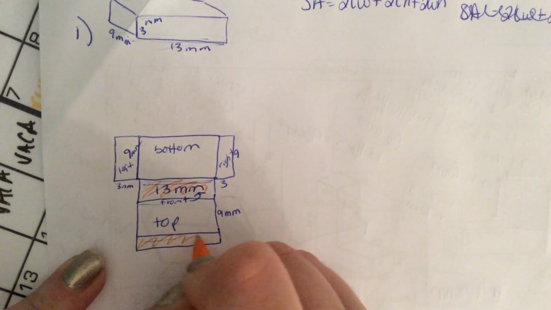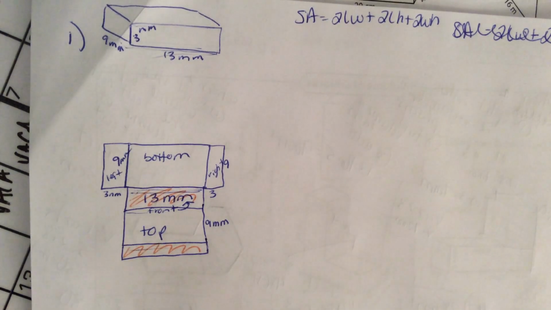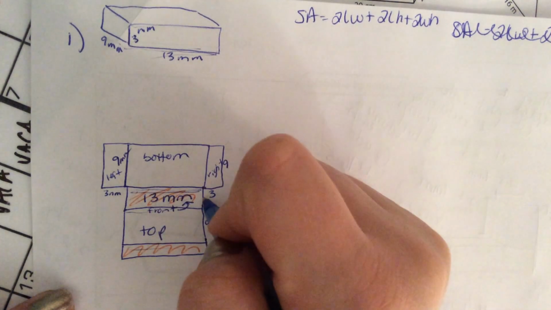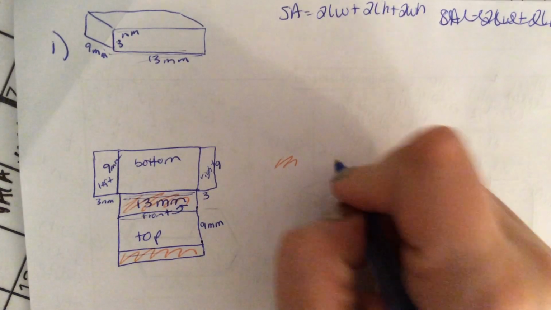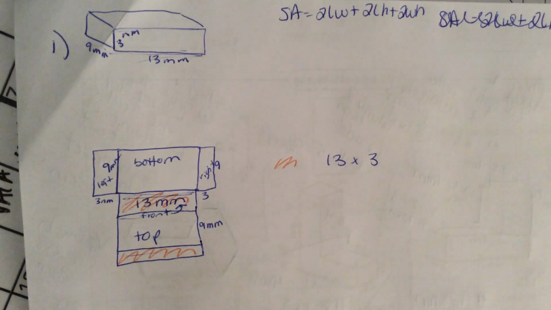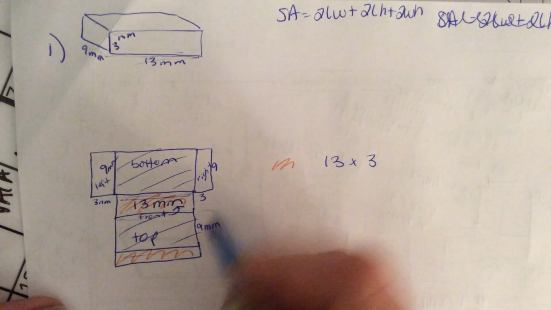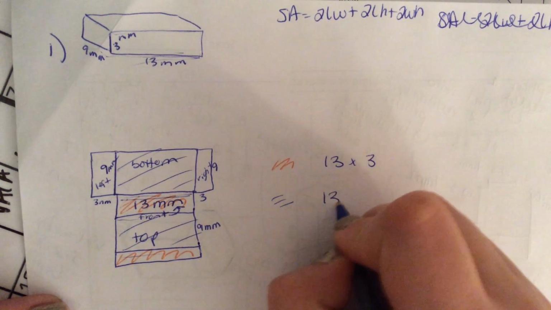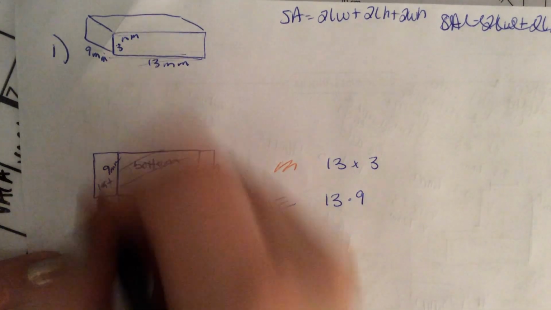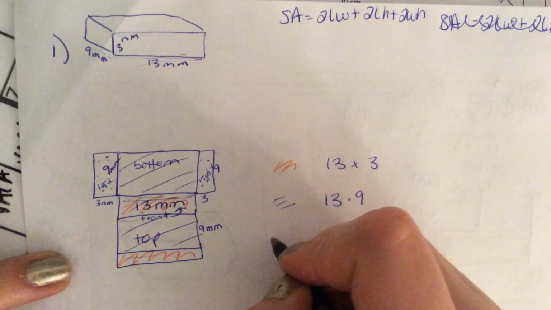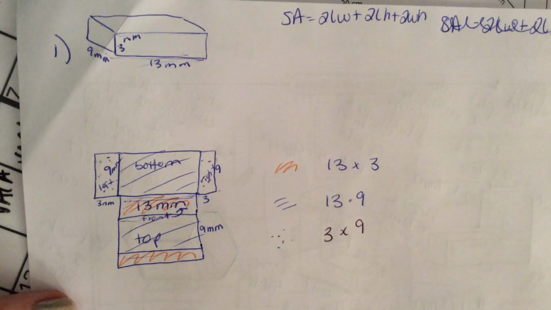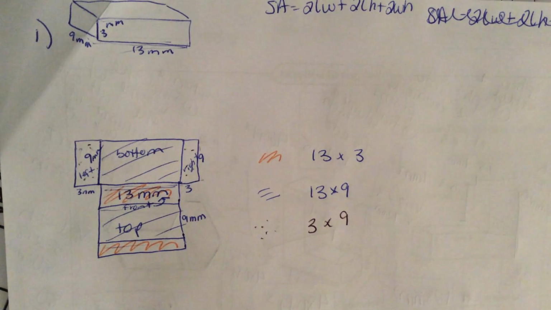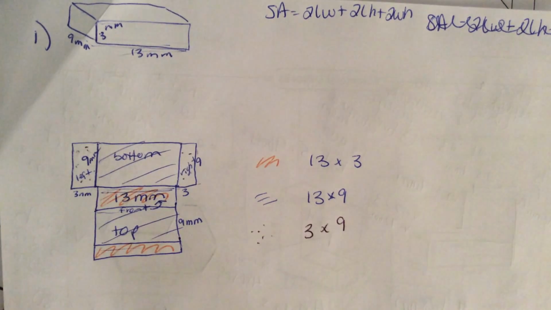3 different sized rectangles. You have these orange ones, which are 13 by 3. Okay, you have the top and the bottom. We'll do blue, which are 13 by 9. You have the side ones that are 3 by 9. So this is actually all your combinations of 13, 9, and 3. You have 13 and 3, 13 and 9, and 3 and 9.